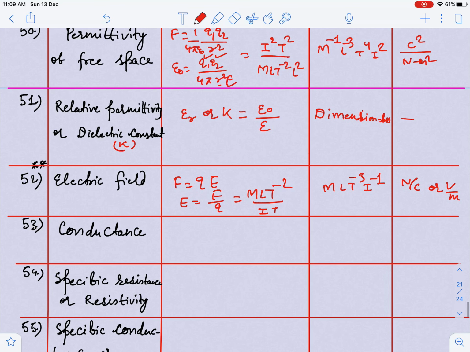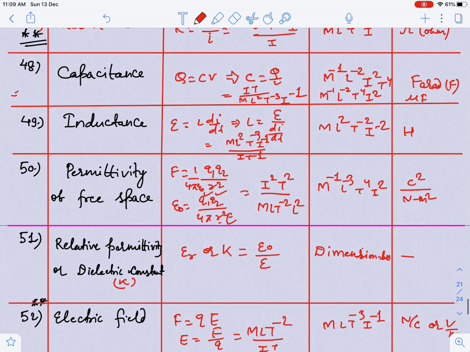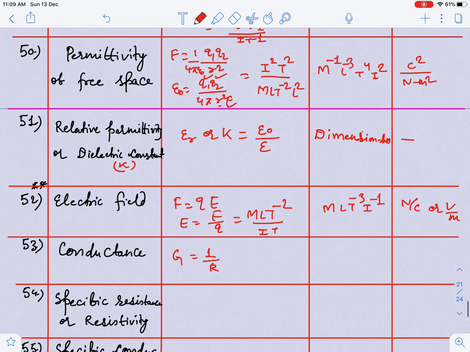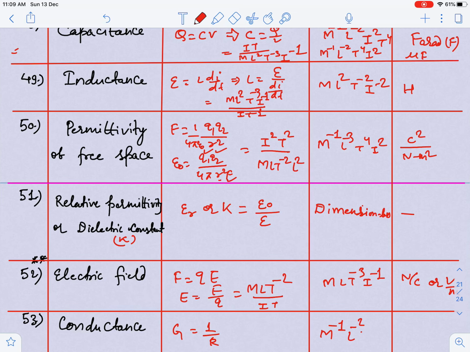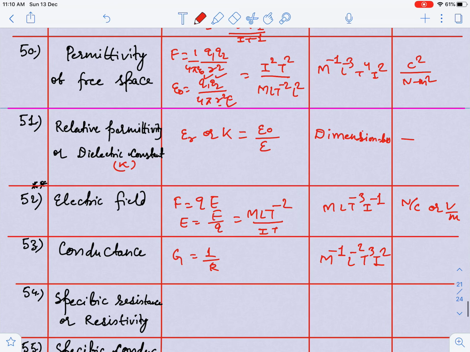Conductance. Conductance is the reciprocal of resistance, guys. Conductance is denoted by G. G is equal to 1 by R. Or I can say, I'll just copy the resistance inverse, like M⁻¹ L⁻² T³ I². So I'm writing M⁻¹ L⁻² T³ I². This is the dimension of conductance. Conductance is the reciprocal of resistance, and the unit of conductance is mho, or ohm inverse.